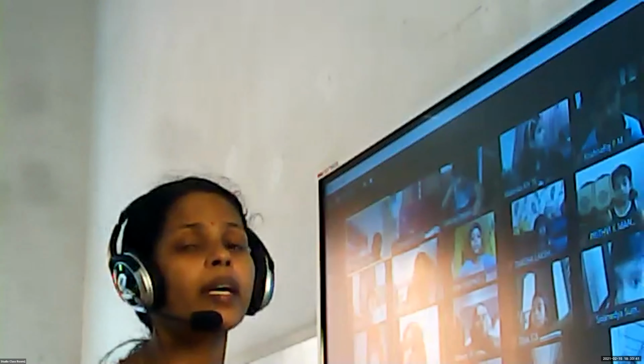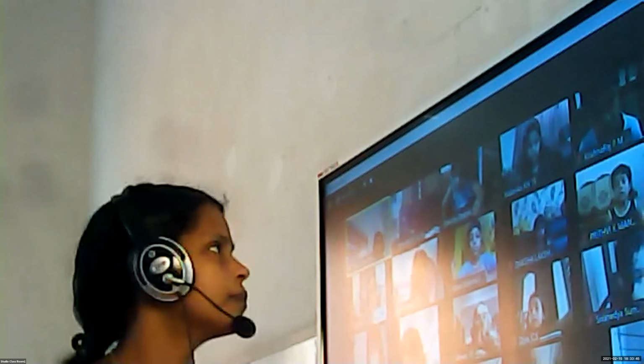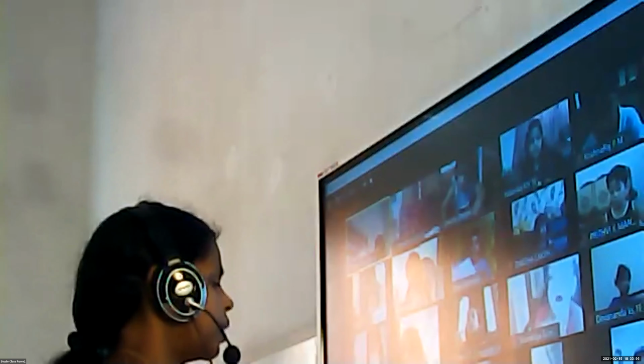Two 50 paisa coins together will make 100 paisa. Then this 100 paisa means it is rupee 1. Okay? This much is clear to you today? Yes. Can you write these points in the notebook? Yes, ma'am. Please take a notebook and pencil.